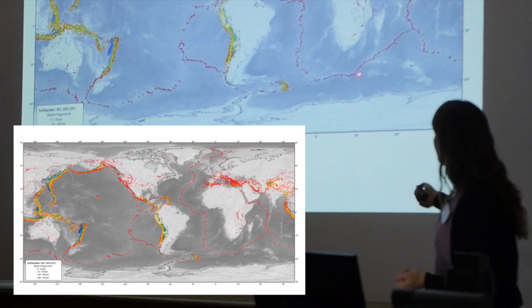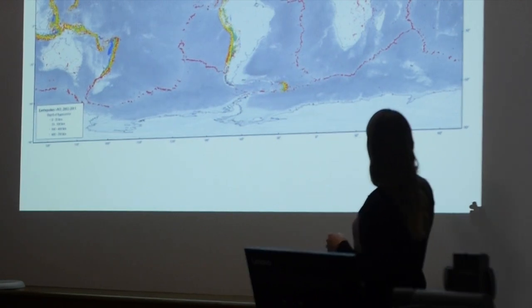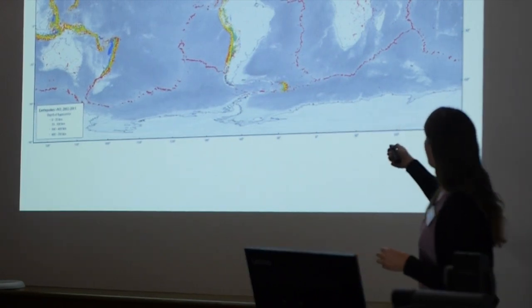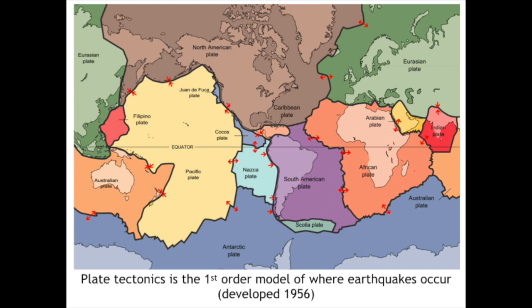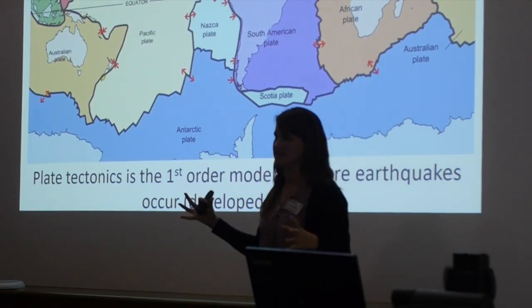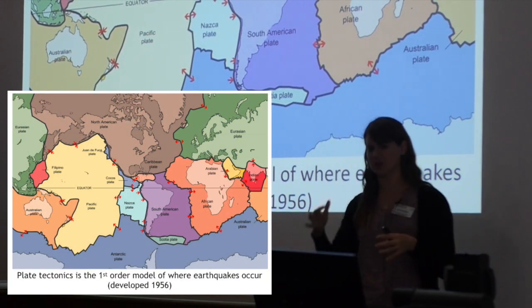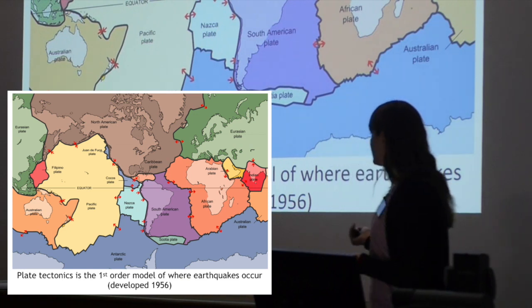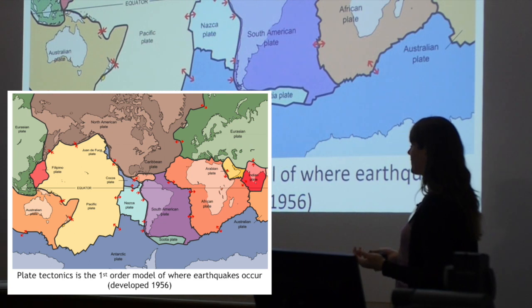What we can see is that the earthquakes are generally pretty clustered together, right? We've got earthquakes going all the way through the oceans, and then earthquakes are much more scattered across the continents. As Ian alluded to in his first talk, this is largely controlled by plate tectonics. This is the idea that the surface of the Earth is made up of giant jigsaw pieces, rigid pieces of the Earth's crust, and they move around over time. So plate tectonics really is the first order model of where earthquakes generally occur.